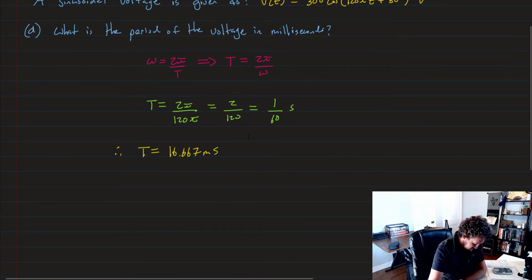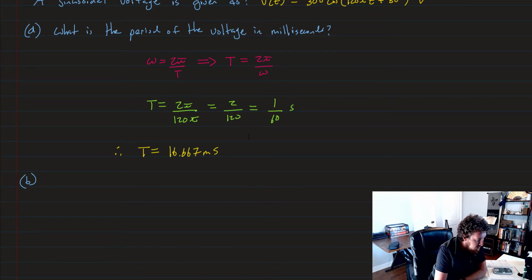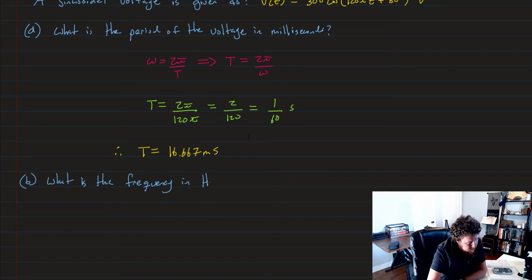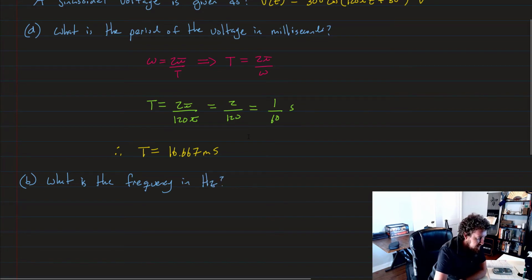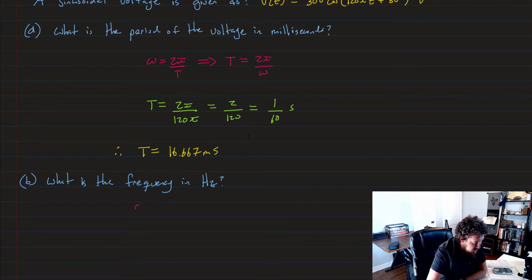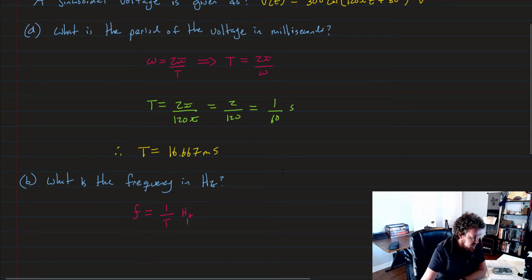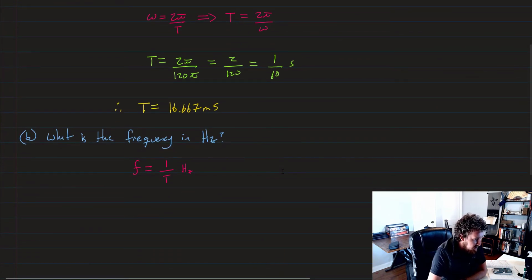Now, part B asks us, what is the frequency in Hertz? There's a couple of different ways we could solve this one, but fundamentally we just know that our frequency is equal to 1 over the period, and that's given in Hertz. Now we could do 1 over 16.667 times 10 to the negative third.